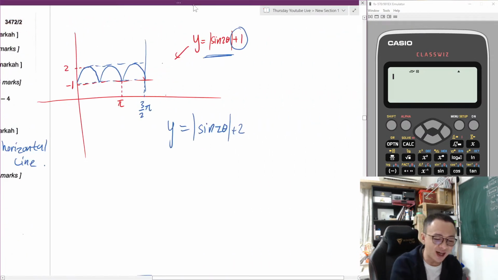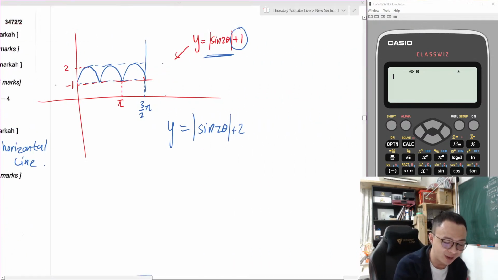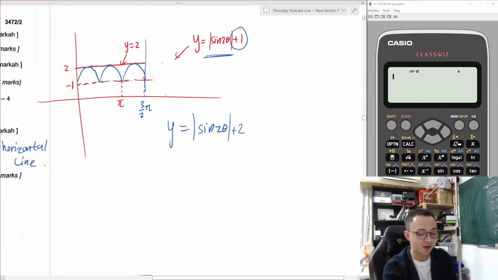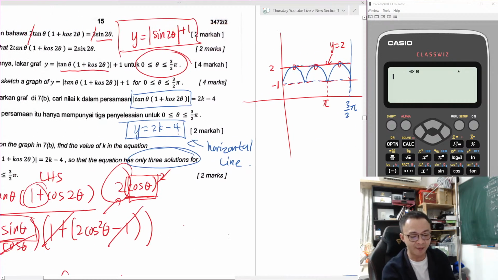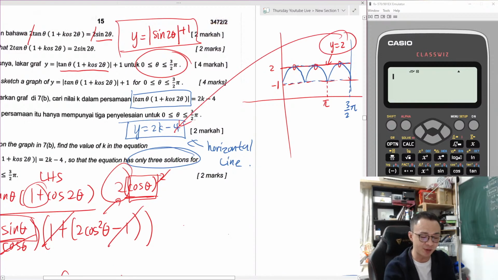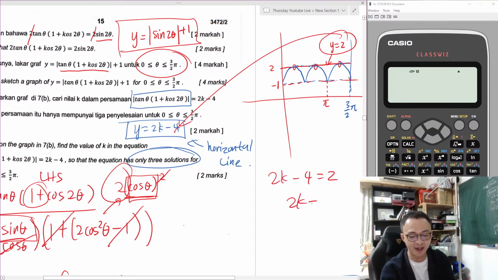I want to only touch 3 values. Then you should know that line is y equals 2, because I can only touch 3 points, right? So it must be y equals 2. This line, y equals 2, because you can see I touch 1, 2, 3 at the maximum here. So since y equals 2k minus 4 and y equals 2 have 3 solutions, I'm going to substitute this into here. Therefore 2k minus 4 equals 2, 2k equals 6, k equals 3. Then I got my answer.